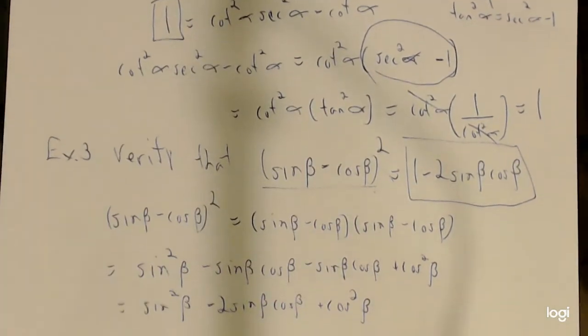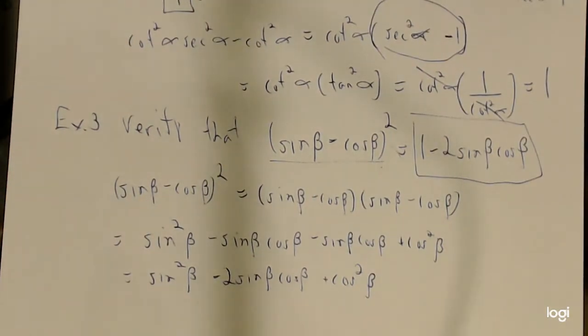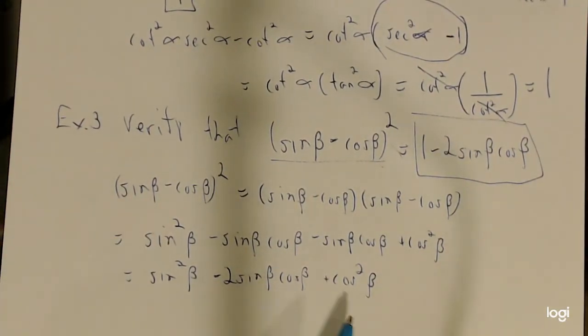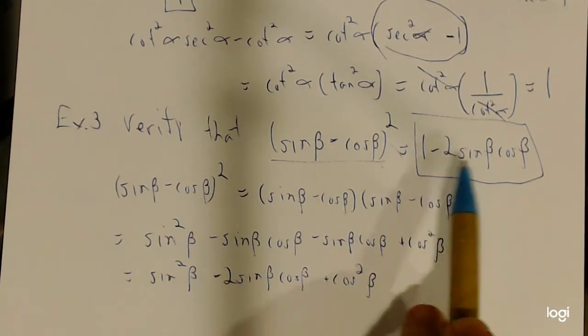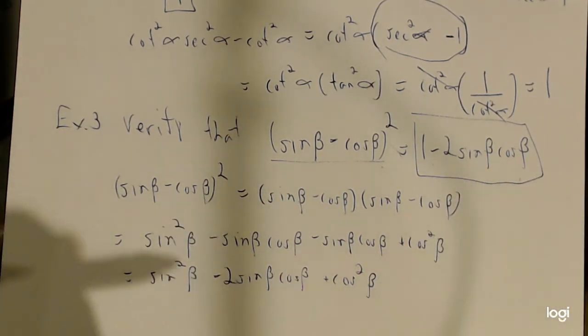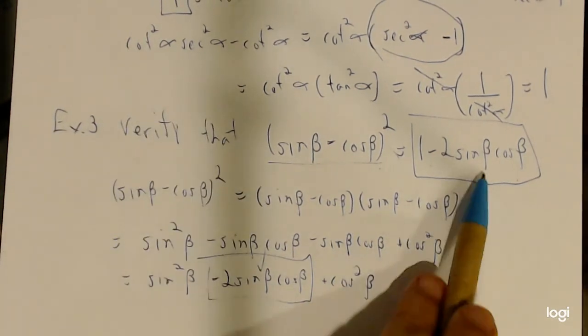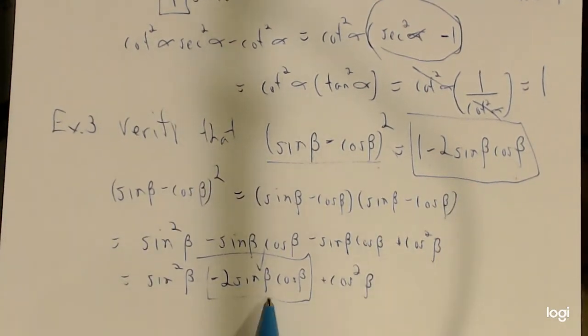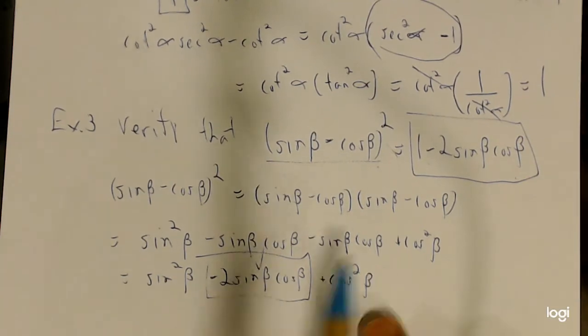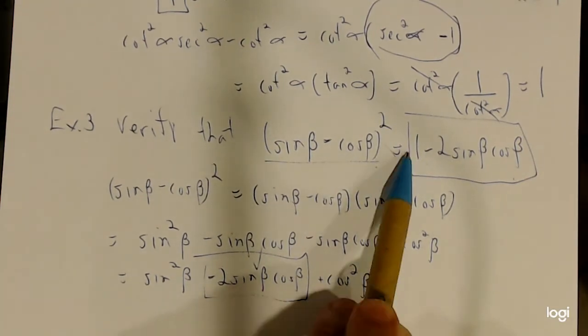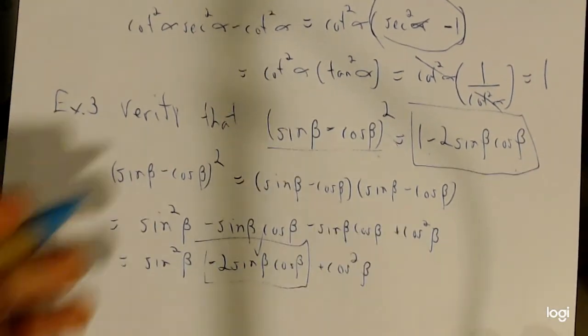Okay, now let's take a look at our target. So it's very important to look back at our end result. So what do I want? I want 1 minus 2 sine beta cosine beta. Now what is it that you notice? This guy is already matching up with that. So this guy I don't want to mess with. However, what is this guy missing? We're missing a 1. But then look at what's left over.